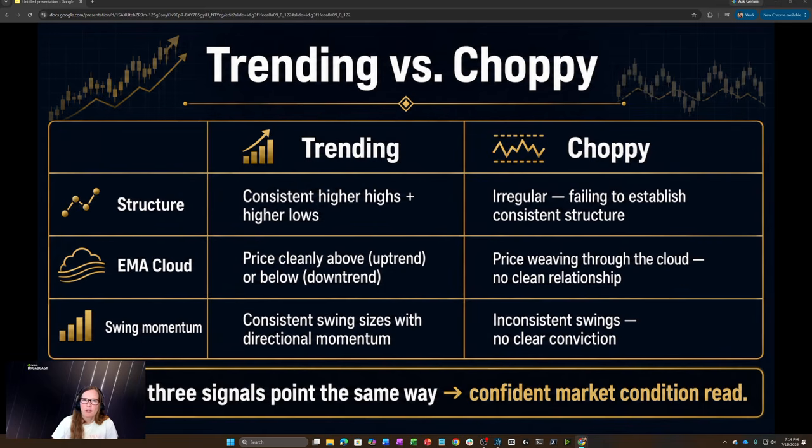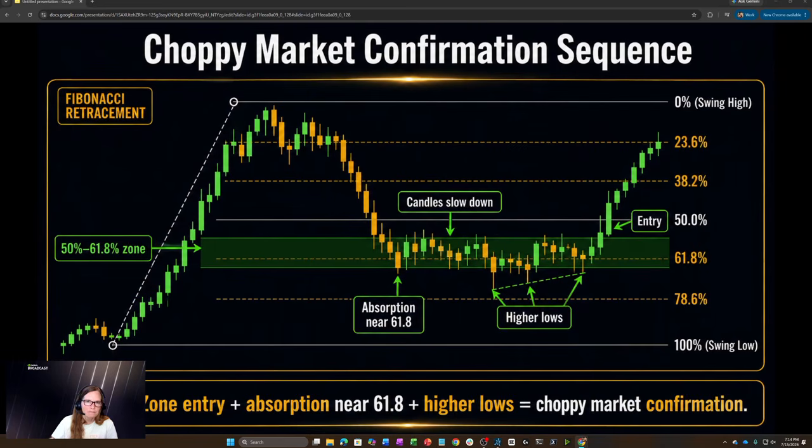And then third, the range of the swings. In a trend, the swings have consistent momentum. In a choppy market, the swings are inconsistent in size. Sometimes big, sometimes small, with no clear directional conviction. And now the confirmation sequence for a choppy market entry. It's the same concept as method 1 or a trending market entry, but it occurs deeper.